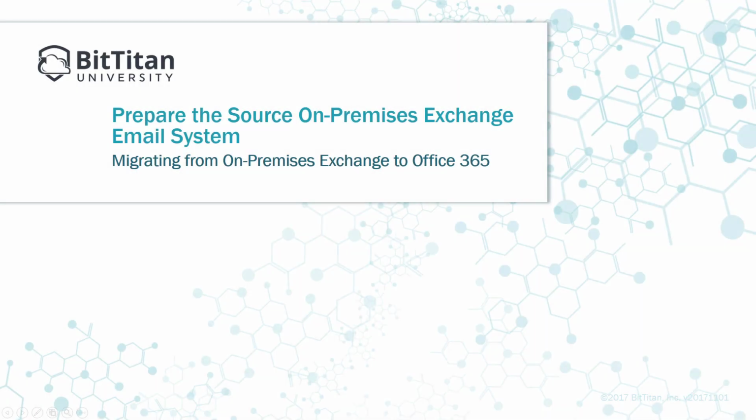In this module, we'll discuss the steps you need to prepare the source email system for migration. For this course, we'll use On-Premises Exchange 2010, but note that other versions of On-Premises Exchange behave similarly. In any case, we recommend that you refer to the additional resources of this module for version-specific documentation.